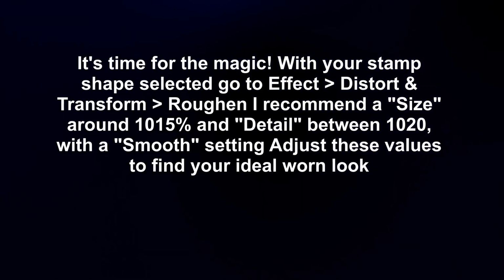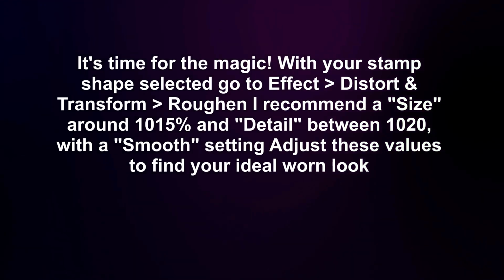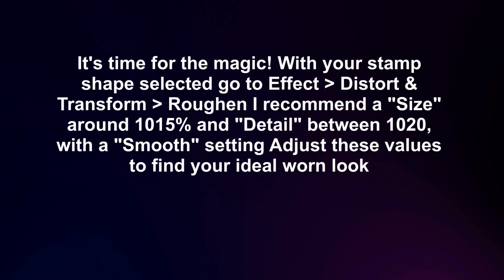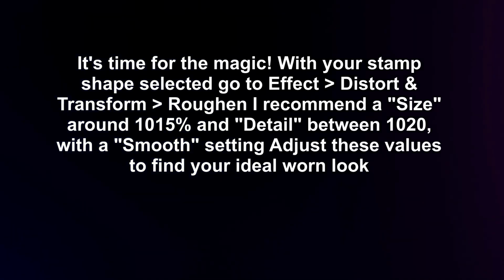It's time for the magic. With your stamp shape selected, go to Effect > Distort and Transform > Roughen. I recommend a size around 10-15% and detail between 10-20. With a smooth setting, adjust these values to find your ideal worn look.